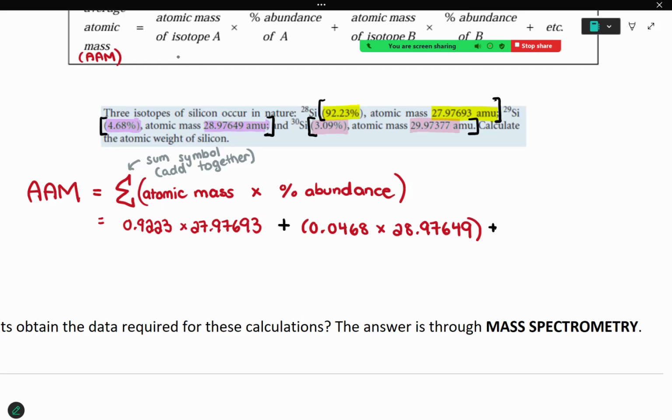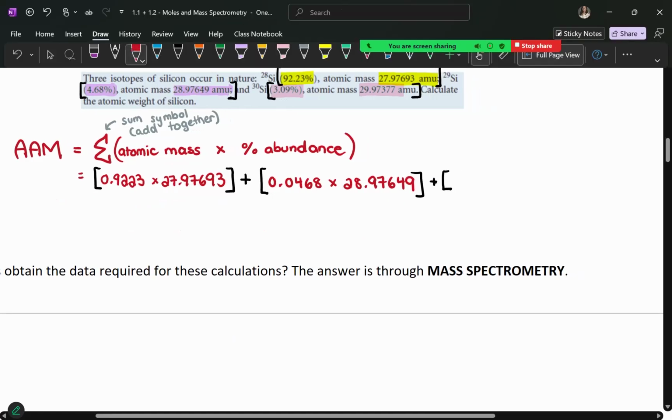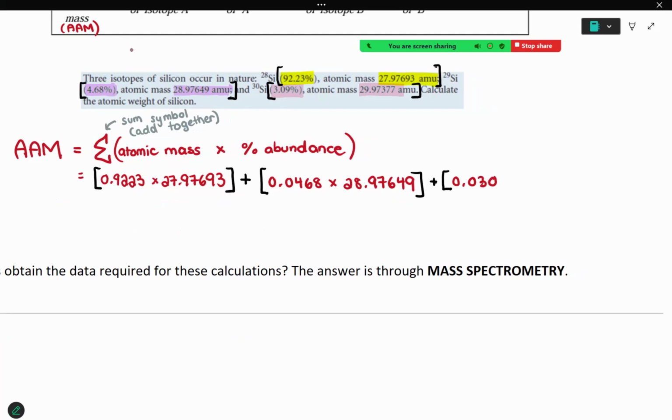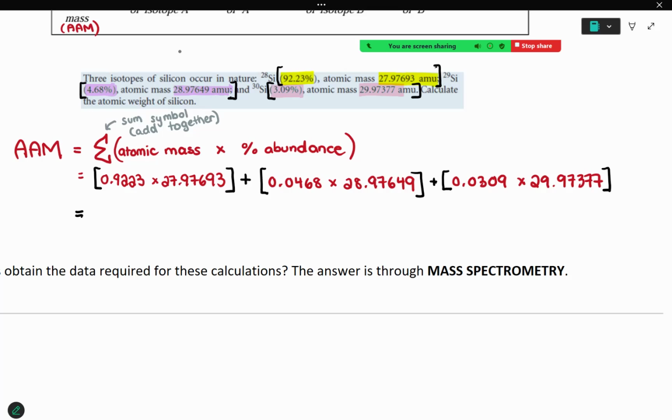So if it helps, I'm going to put the brackets in a different color so you can see that each isotope is separated, and that's what you add together. Because I was seeing addition symbols and multiplication symbols between every single number, so we just want to make sure that we have it separated correctly. So this one's 0.0309 times 29.97377. Those multiplied together give us the following. I have my calculation here. I pre-did it.